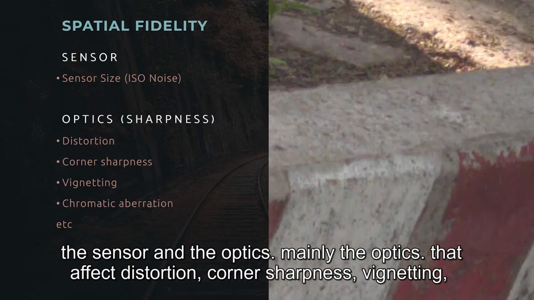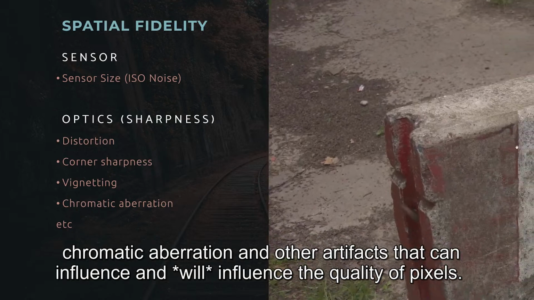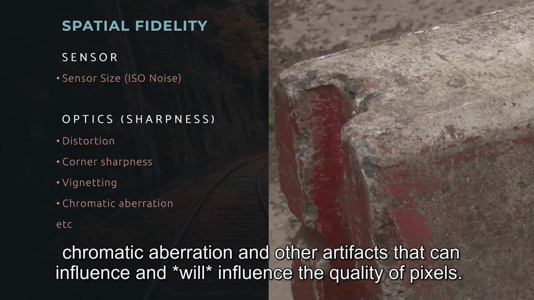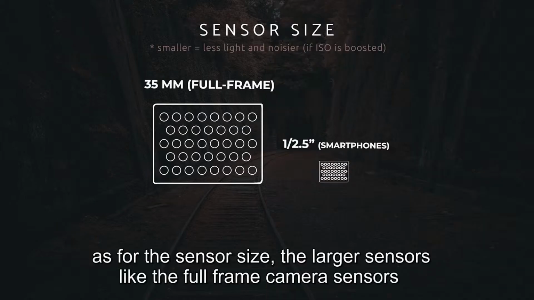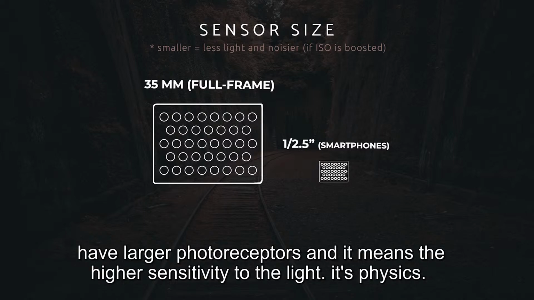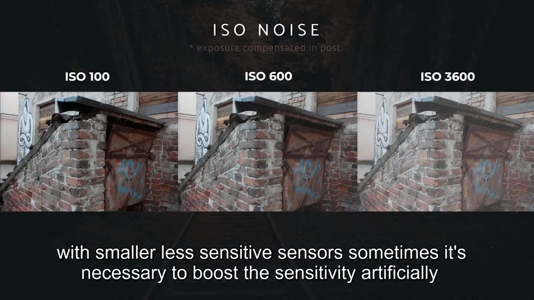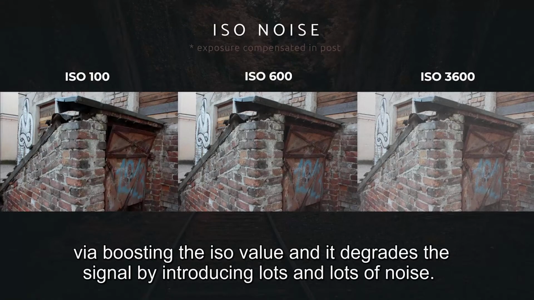Mainly the optics that affect distortion, corner sharpness, vignetting, chromatic aberration, and other artifacts that can influence and will influence the quality of pixels. As for the sensor size, the larger sensors, like the full-frame camera sensors, have larger photoreceptors, and it means the higher sensitivity to the light. It's physics. With smaller, less sensitive sensors, sometimes it's necessary to boost the sensitivity artificially via boosting the ISO value.